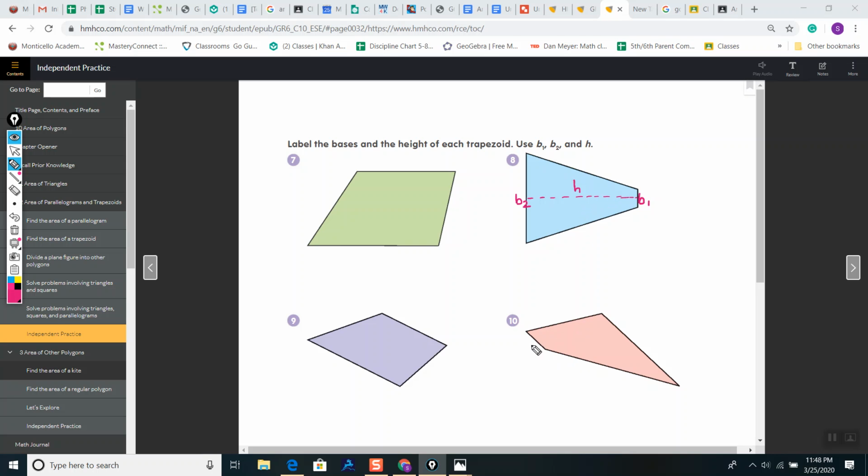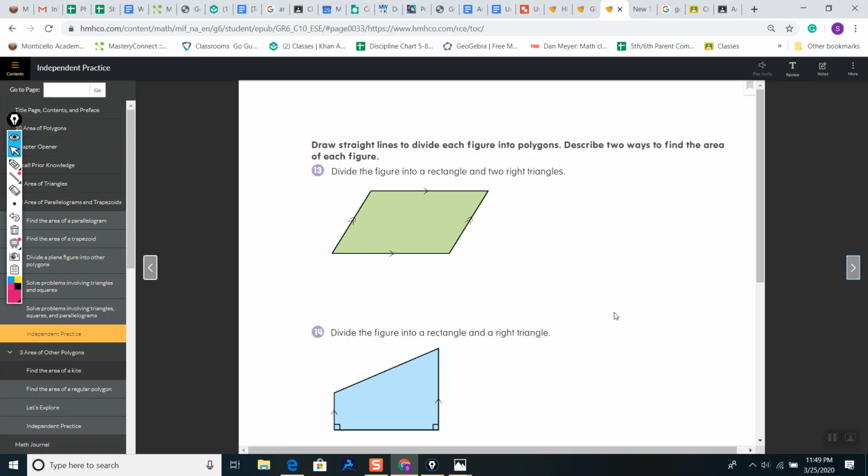Okay, on this one, this would be my B1. This would be my B2, because those are the 2 lines that are parallel. And my height would be here, or you could label this line as your height. Either one of these could be height, because they're both perpendicular, right? Perpendicular, that's what we're looking for, that little box to the base. At any time, if you want to review that part, you didn't understand it, go back. You can do that, right? It's a video.